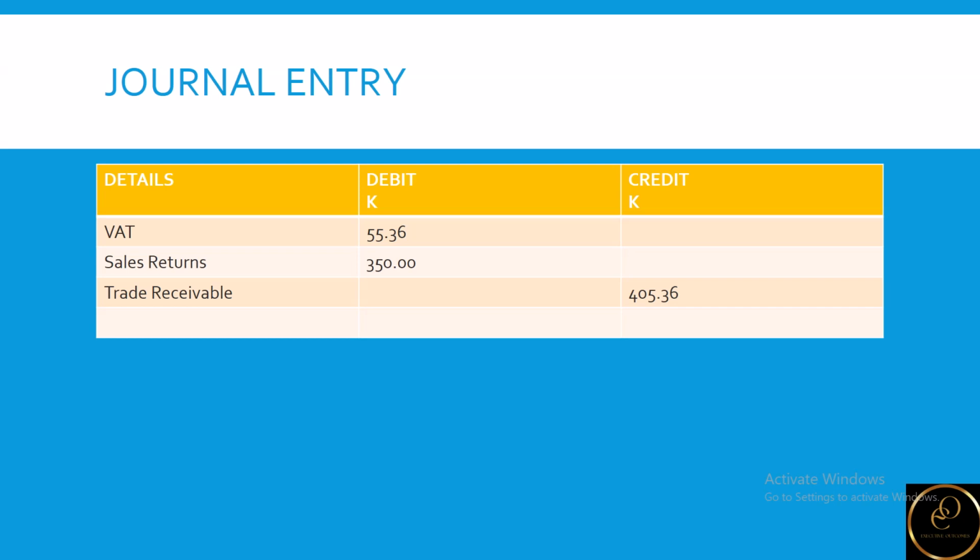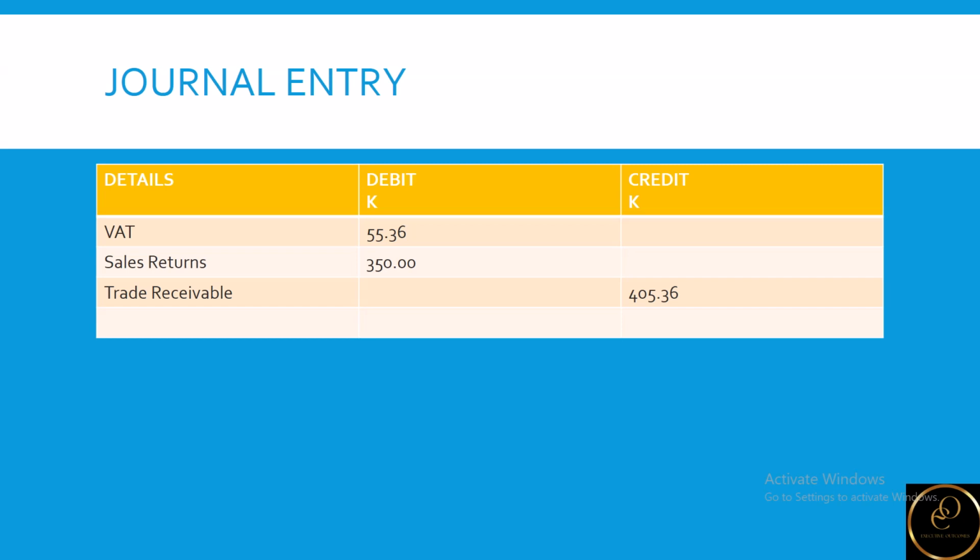Then the VAT. Here we are talking about our obligation as a company to the revenue authority. The obligation of a company to a revenue authority represents a liability, and all liabilities according to the double entry rule are supposed to be credited. Since this is a return, it means that liability has to be reduced. To reduce that account, you enter in the opposite, which is the debit. So you have to debit the VAT account with 55 kwacha 36 ngwee.